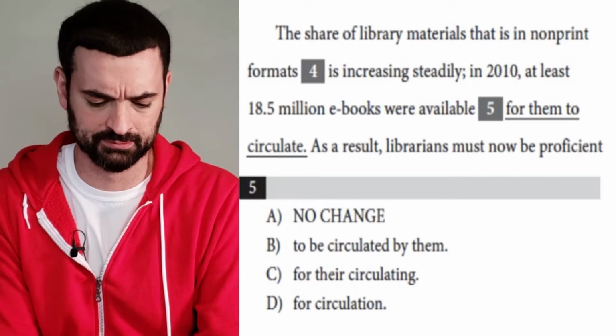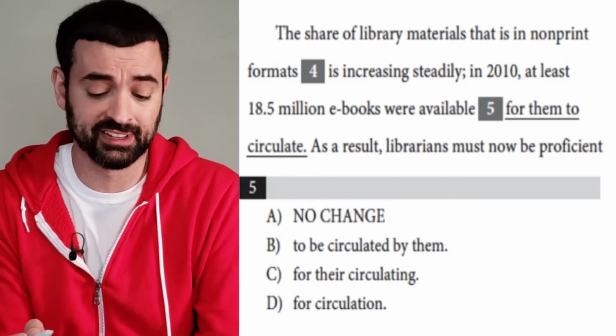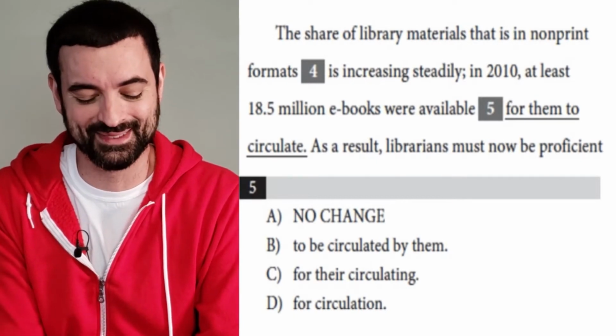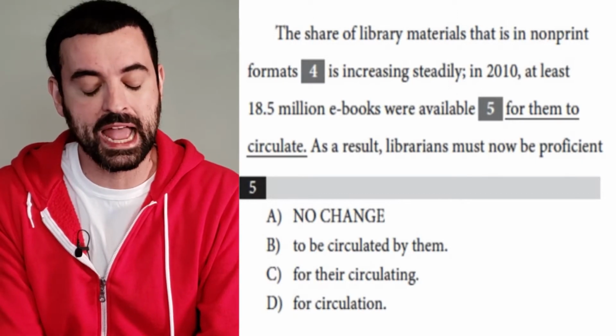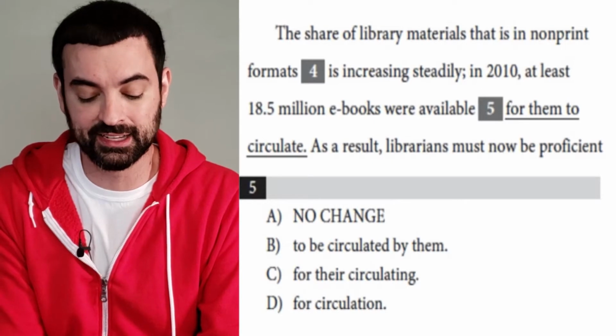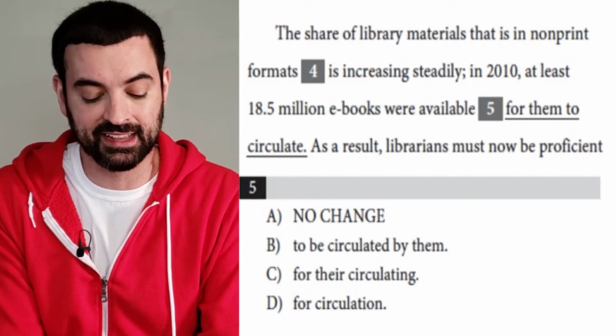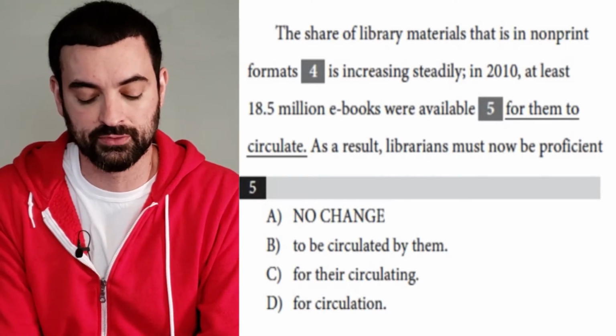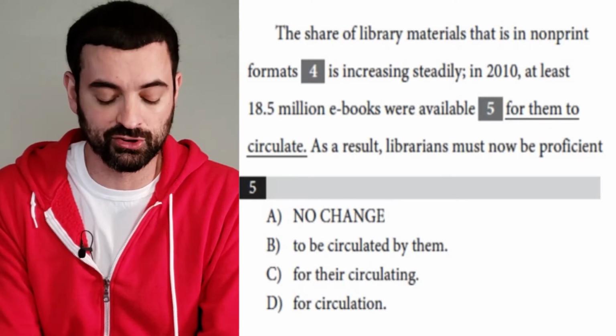We can leave number 4 alone. The share of library materials that is in non-print formats is increasing steadily. In 2010, at least 18.5 million ebooks were available for them to circulate.